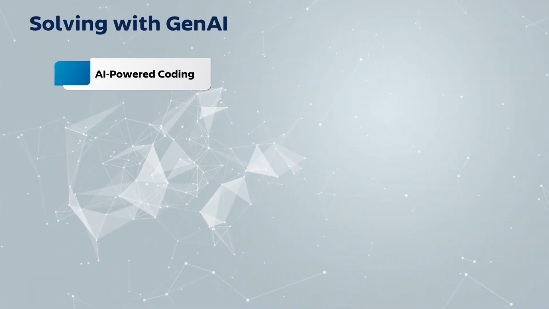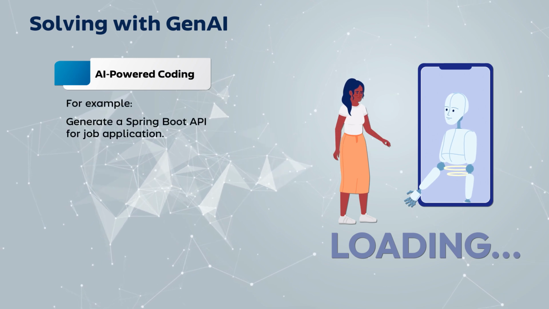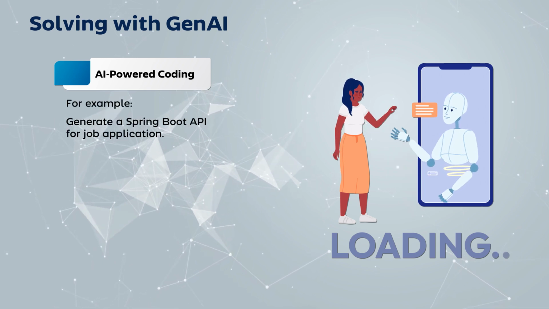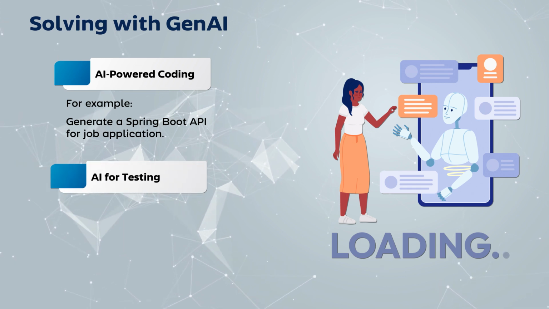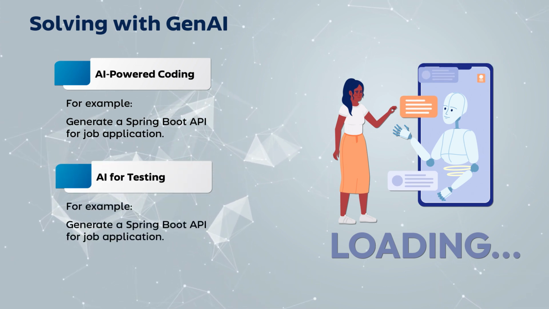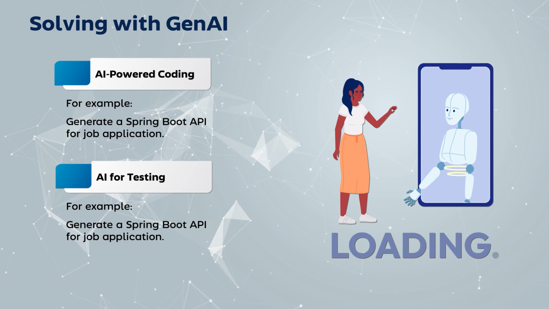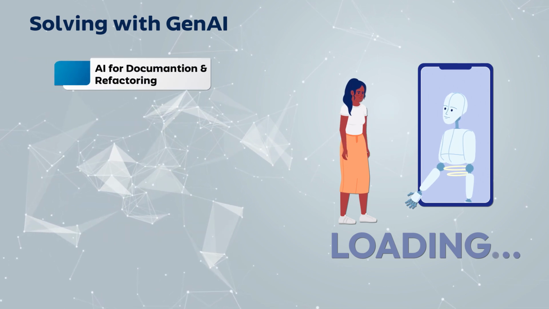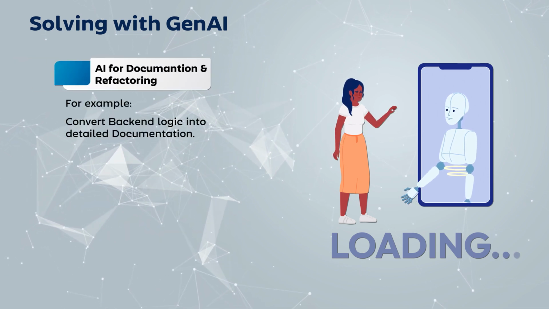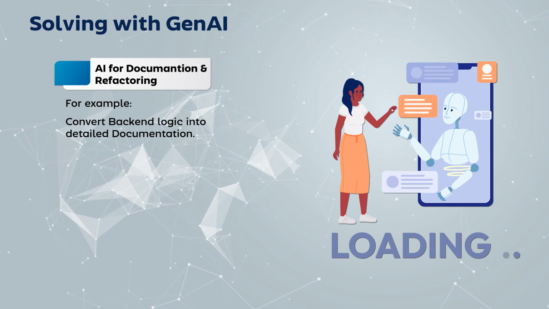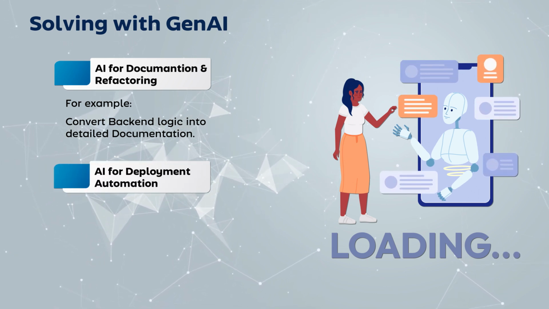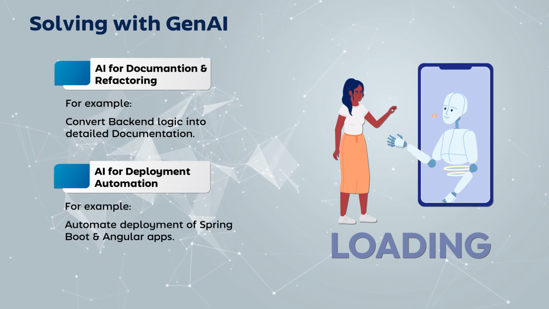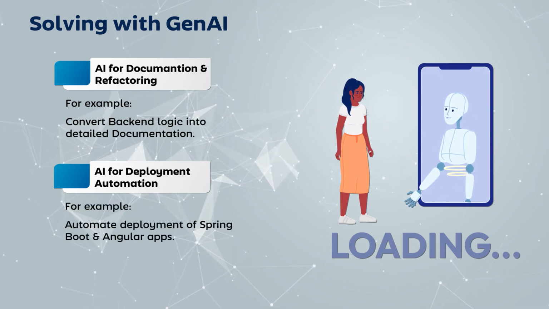In terms of code generation, we can use prompts like Generate a Spring Boot API for job application. For testing, we can use something like Generate unit tests for job application logic. For documentation, we can use Convert backend logic into detailed documentation. For deployment automation, we can use Automatic deployment of Spring Boot and Angular apps.